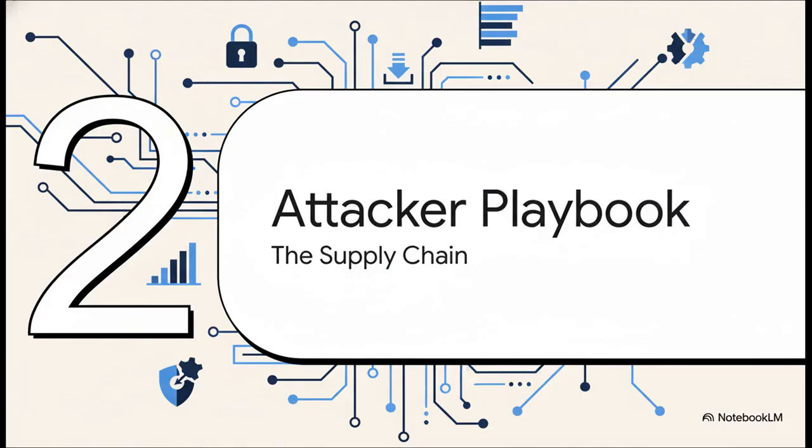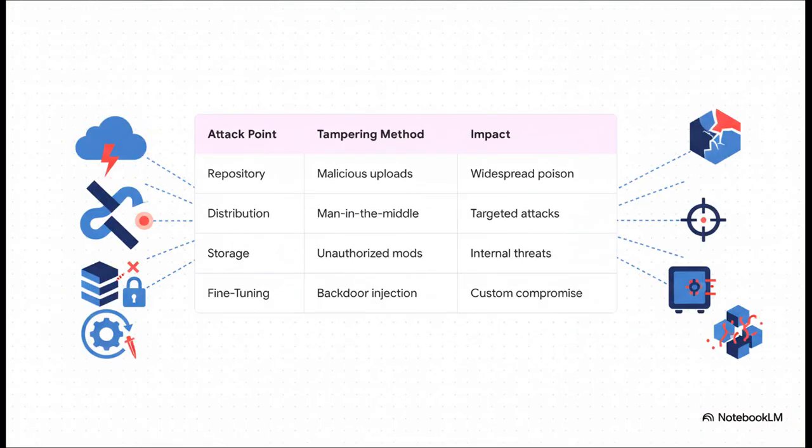Okay, so how exactly are attackers pulling this off? Well, they're essentially following a supply chain playbook. There are multiple points of attack, and a lot of these are actually cataloged in frameworks you might know, like MITRE Atlas. What's important to realize is that an attacker doesn't even have to target you directly. They can compromise a model repository, poisoning a really popular model right at the source. Or they could intercept a download in transit. They could tamper with a model you already have sitting in storage. Or they can poison a model during the fine-tuning process. Every single step in that chain is a potential point of failure.